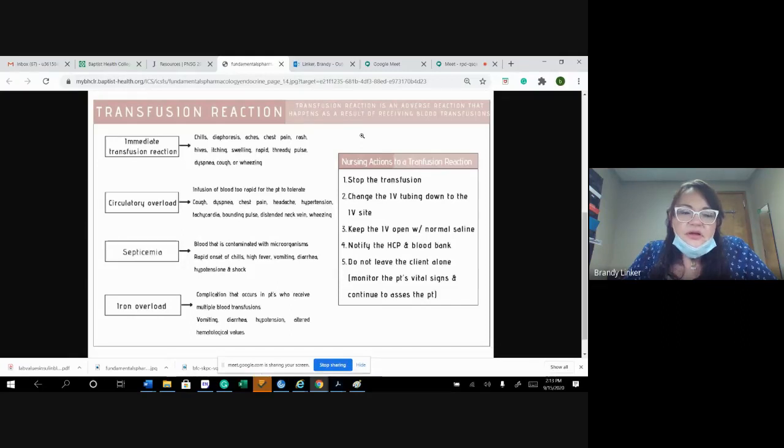Circulatory overload. So a hemolytic reaction can occur if you give blood too fast. So we usually give blood at like 50 mils an hour for the first 15 minutes. And that's because you can get this, even if it's the right kind of blood, you can get an overload in the blood system by putting it in too fast. So septicemia. So if somebody's given blood that has like a bacteria or virus in it, that will make them very sick. And then iron overload.